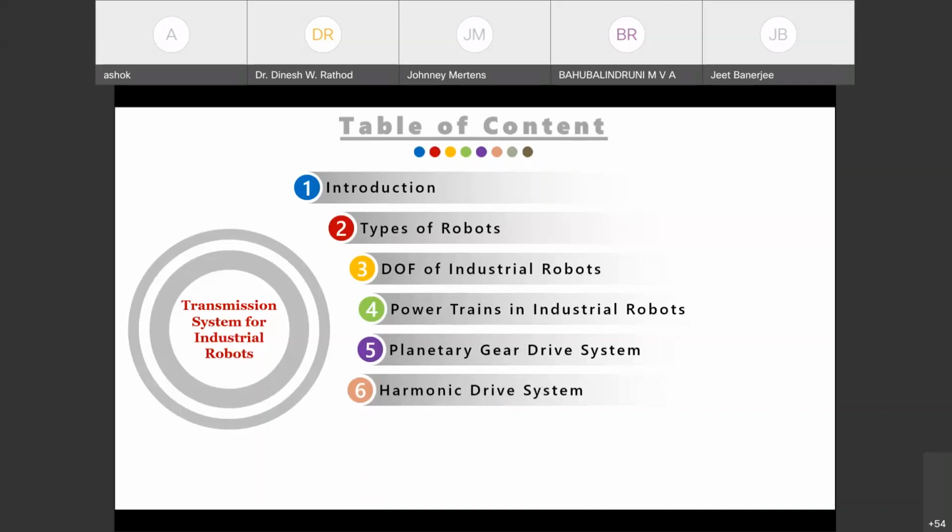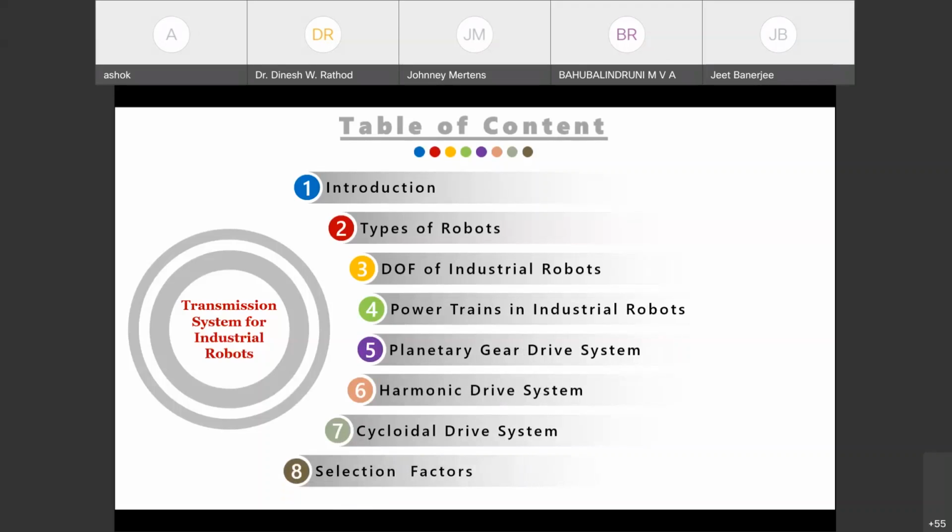Sixth, the harmonic drive system which is used in the robotic actuators. Then seventh, the cyclonic drive system which is used again in the robotic actuators. And the last topic is the factors which have to be considered for selecting such actuators for the industrial robots. And one more topic is what present research is going on in these industrial robotics drives. That is also included last, only one slide.